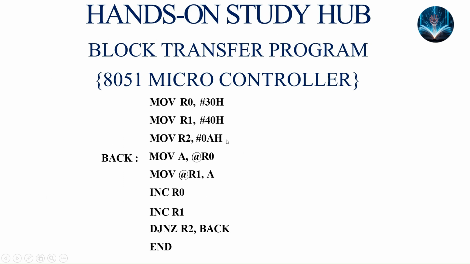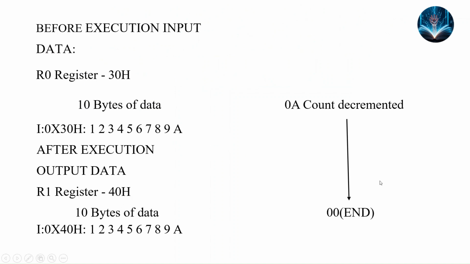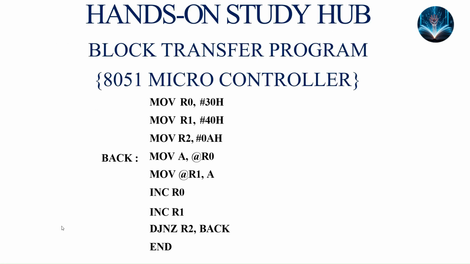So like this the iteration process will be repeated until R2, which started at 0A, is decremented to 00. All the bytes of data present from address 30H will get copied into address 40H. So this is the process. Here I considered 10 bytes of data. Depending upon the question, you can give the count register as 05, 0A, and so on.